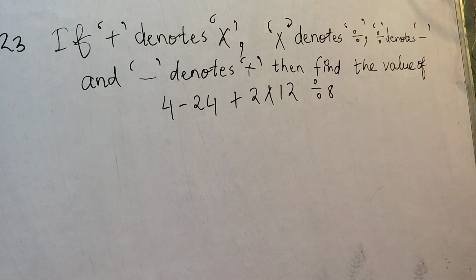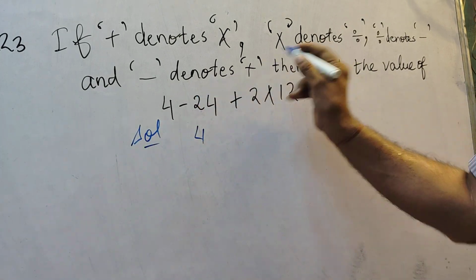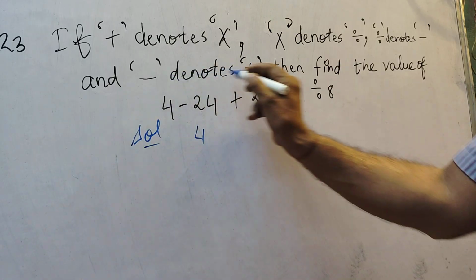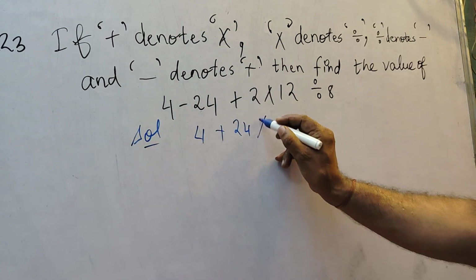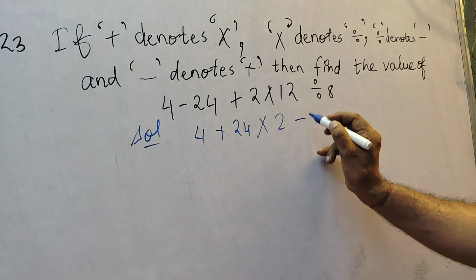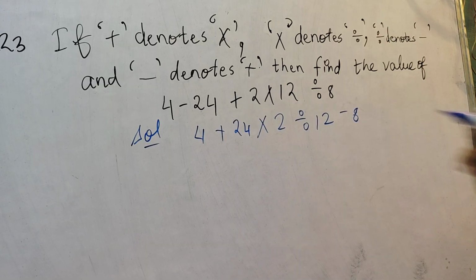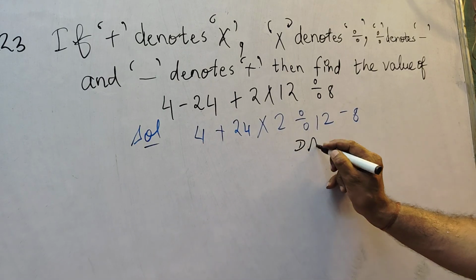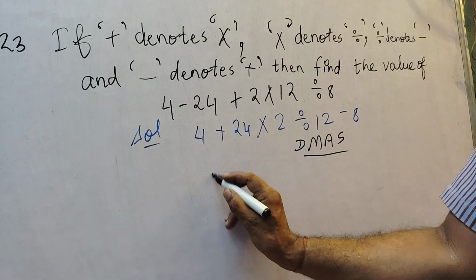Now solve. So first in the solution we replace the sign. Minus is replaced with plus, minus denotes plus. Plus denotes multiply, multiply denotes divide, divide denotes minus. After changing the signs according to the given question, we now use the DMAS rule: divide, multiply, addition, subtraction. So we solve divide first.